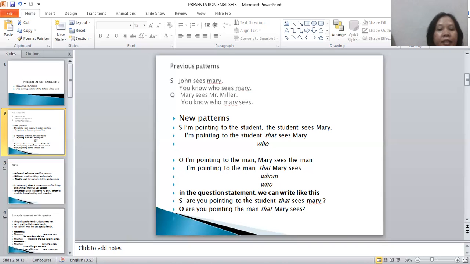And in the question statement, we can write like this. For when we explain the student as subject, the question is, are you pointing to the student that sees Mary? Or when we explain the man as object, the question is, are you pointing to the man that Mary sees?